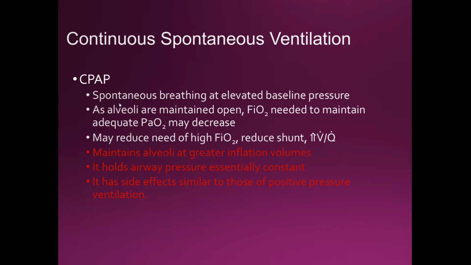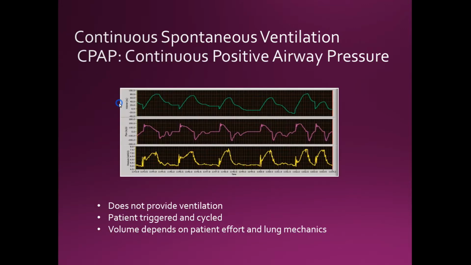Again, if I have CPAP, it's going to start pushing air into lung spaces that may be non-dependent or independent, so therefore it can screw up my VQ ratio. So if I have someone on CPAP, it doesn't provide ventilation. Again, it's only used for oxygenation. Patient trigger and cycled. Why? Because you need to be spontaneously breathing. And last but not least, volume depends on patient's effort and lung mechanics. Correct. So it's all about spontaneously breathing. So what the machine is doing is just looking at how the patient is breathing.